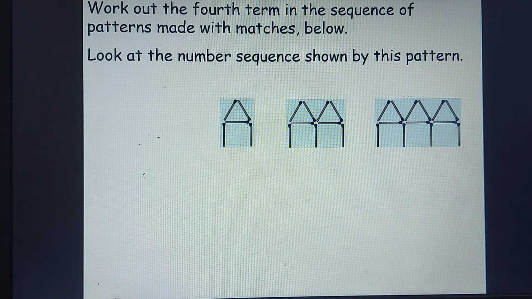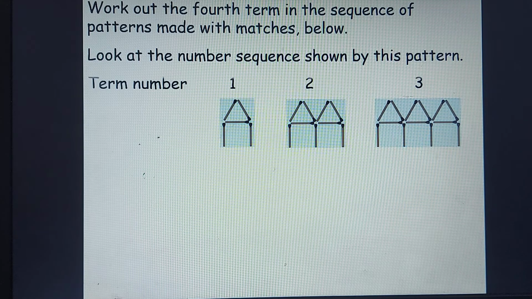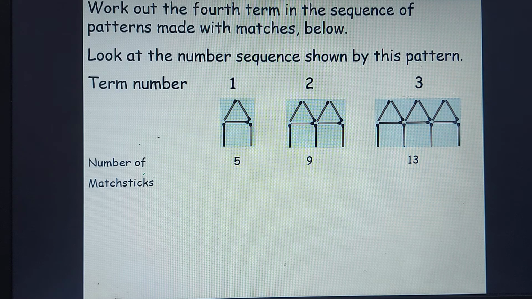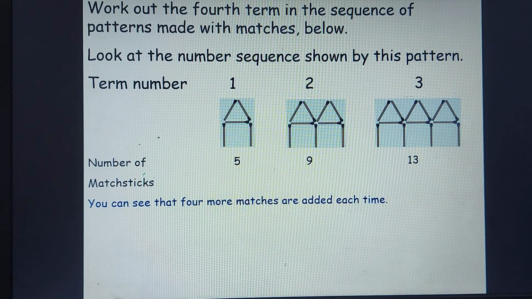Now the first pattern is made up of 5 matchsticks. All right. The second one is made up of 9 matchsticks, and the third pattern is made up of 13 matchsticks. You will observe that 4 more matches are added each time.